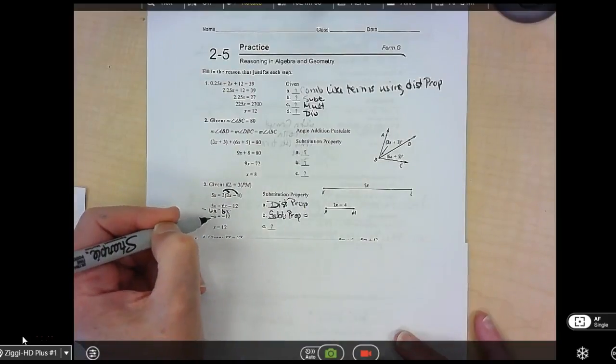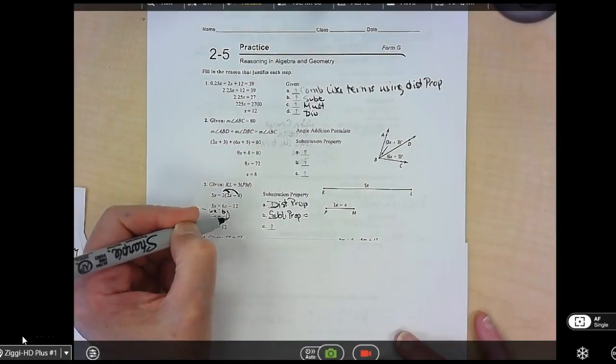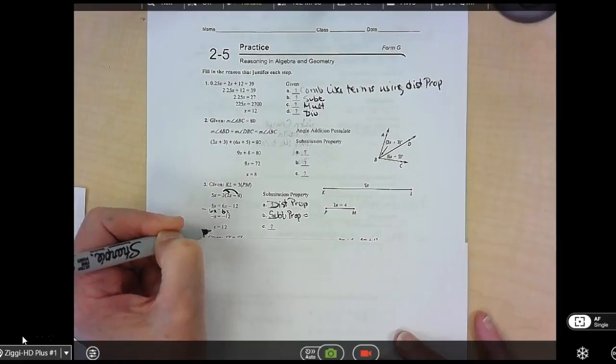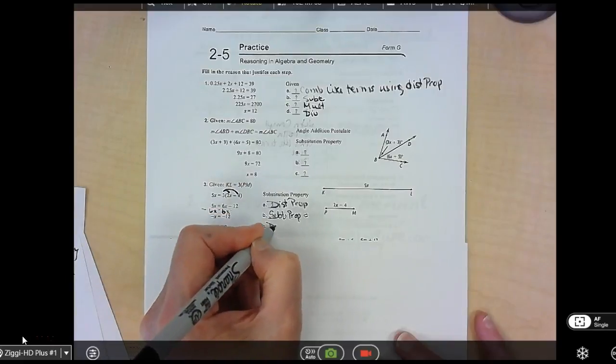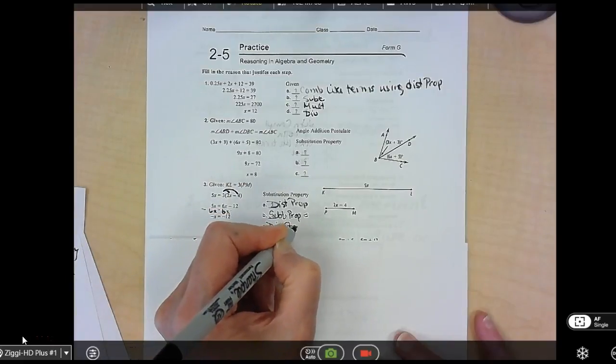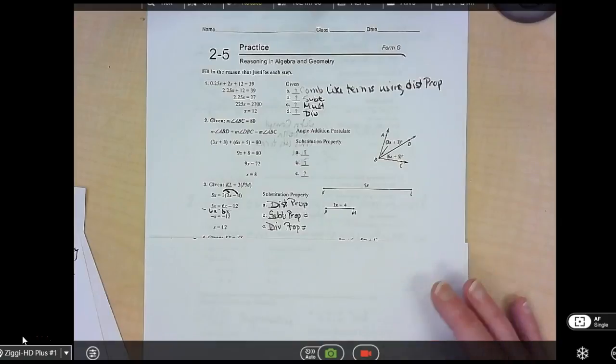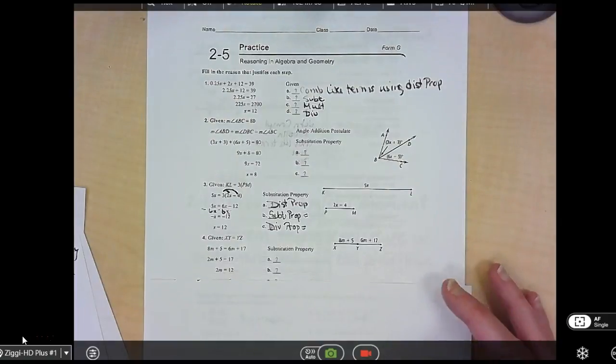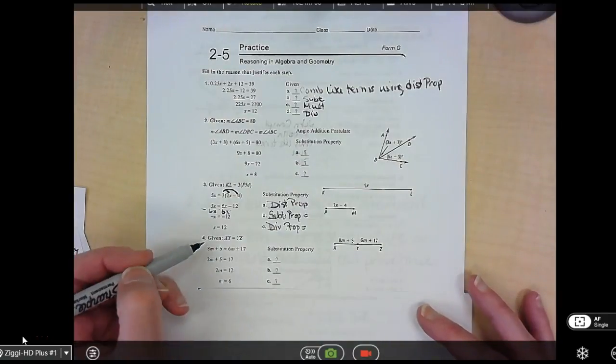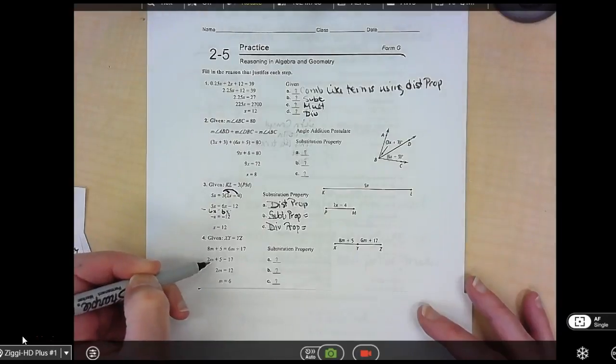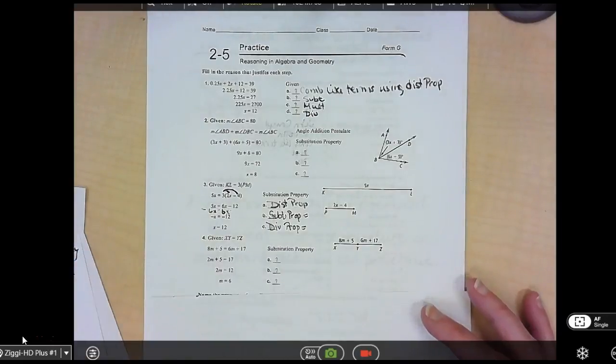Then to go to negative x is negative 12, they divided both sides by negative 1, so division property of equality. So just everything that pops into your head of what you're doing from going from one step to the next, just write it down.